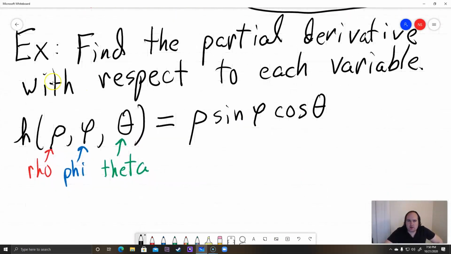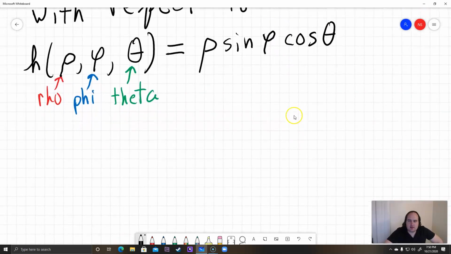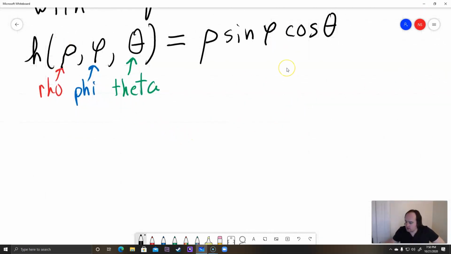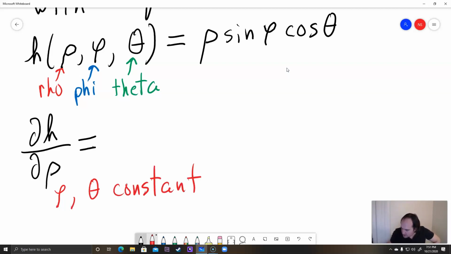Now, to find the partial derivative with respect to each variable, they want you to do each individual variable. So let's start with rho. So let's start with partial h, partial rho. So this one, the other 2 variables are going to be constant. So here, phi and theta are going to be constant. Phi and theta are constant because those are the other 2 variables.